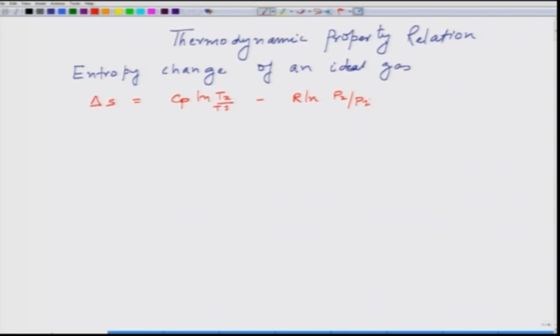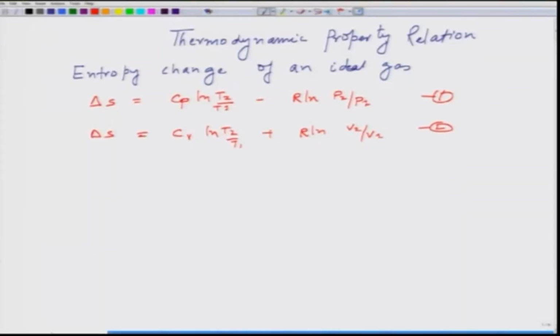Okay, so we have this one relation which we derived earlier, and there is another relation based on Cv. So this was one equation, and this was another equation for obtaining the changes in the entropy for an ideal gas. Now we can also derive another relation for finding the changes in entropy for an ideal gas. Without deriving, I am going to write this expression.